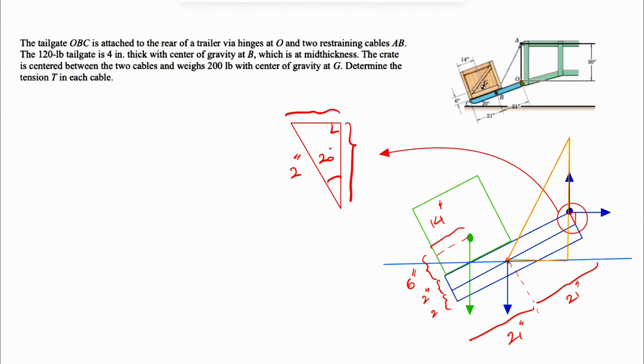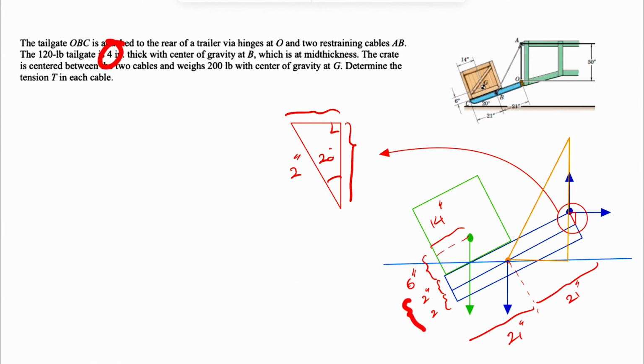So we have a hinge at point O, you can see, and there are two restraining cables AB. So we have two cables in here. One, obviously, we can see at the front. There would be another one at the back. And we know that the weight of the tailgate is 120 pounds. It's 4 inches thick. So we're talking about this, and I try to draw a line in the middle, which is going to divide this in two halves, each of them 2 inches.